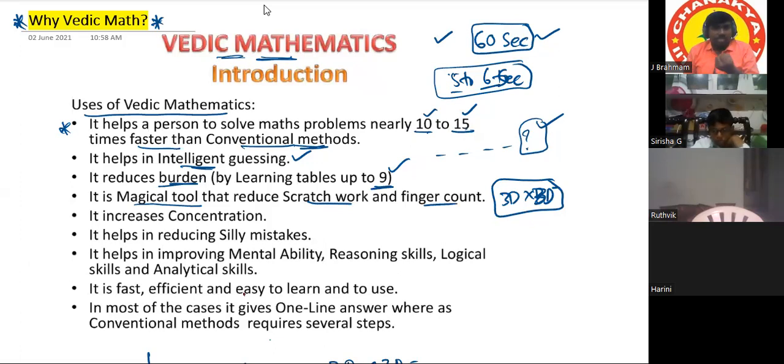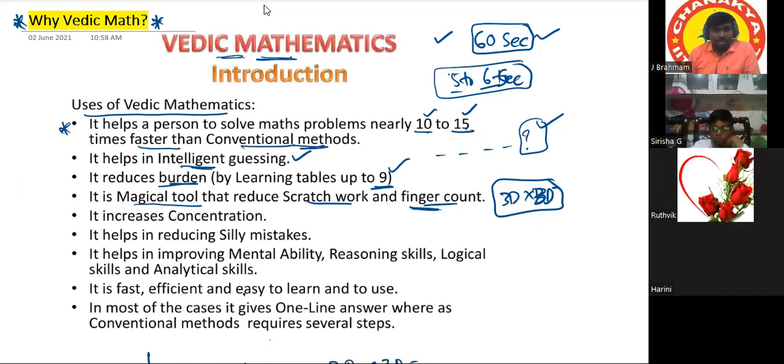Suppose 9 plus 5 is given, that is okay. Some 20 plus 25 is given. In that case, our fingers are not sufficient. We have to borrow fingers from our friend also. So finger count is not suggestible in that case. In elementary level, that is okay. But in our exams, in our level, that is not suggestible. Next, we have to reduce the scratch work as much as possible.